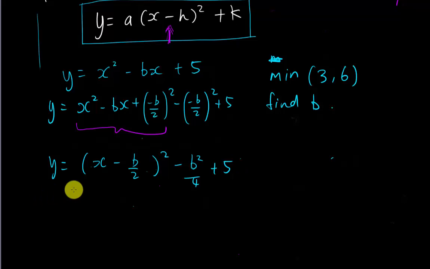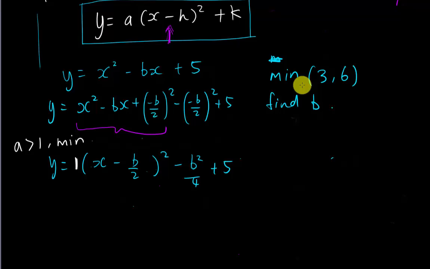Alright, so from here, I already finished my completing the square. Even if you didn't see a here, it actually means you have a positive 1 here. So a is 1. 1 is always bigger than 0, so this one will give you a minimum coordinate. That's why just now I told you the minimum.